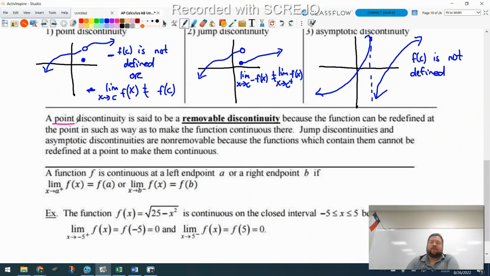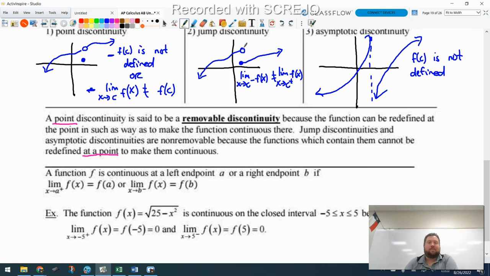A point discontinuity is also called a removable discontinuity, and that's because you can redefine the function in such a way to make the function continuous there. Jump discontinuities and asymptotic discontinuities are non-removable because the functions which contain them cannot be redefined at a point. So all I would have to do, if this was my point discontinuity, is take this point and just move it right there and fill that circle in, and now I would have a continuous function. We can do that pretty easily with a piecewise function.